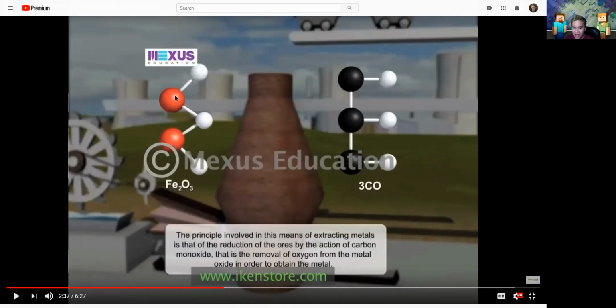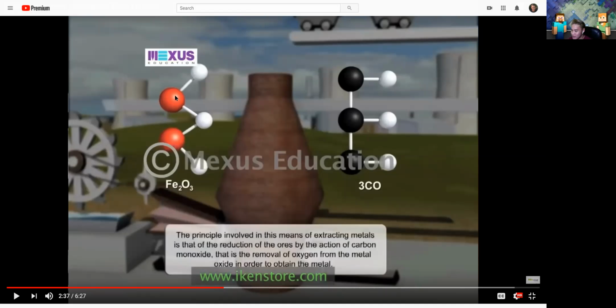Teacher, in all of these processes, is carbon monoxide always needed? For this one, in using the blast furnace and extracting iron from iron oxide, they use carbon monoxide. Thank you. All right.